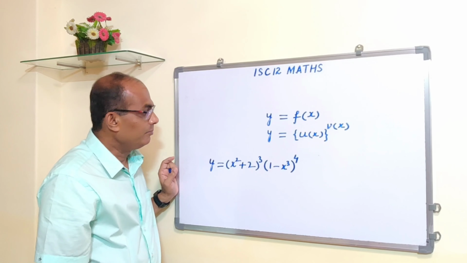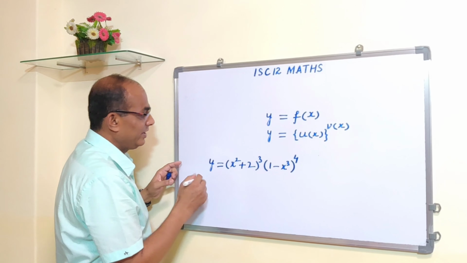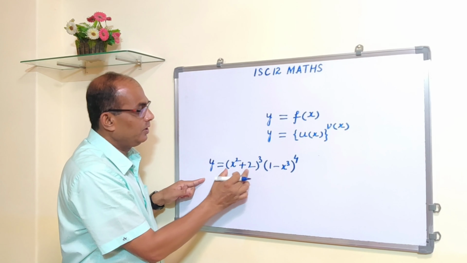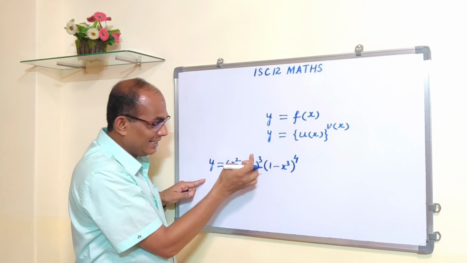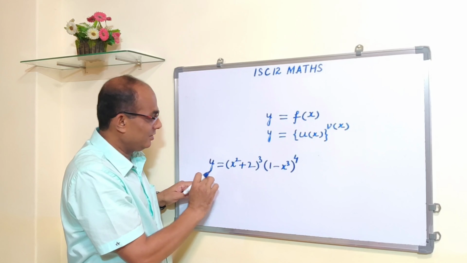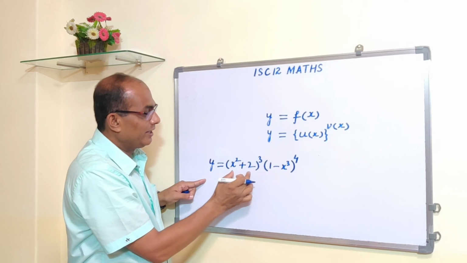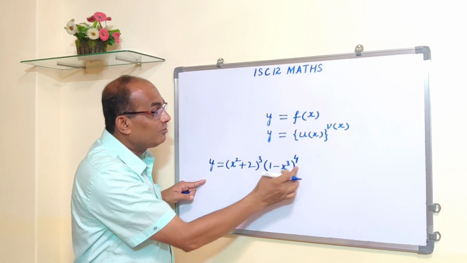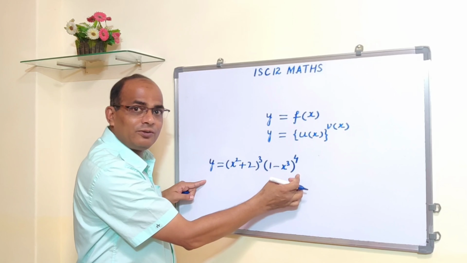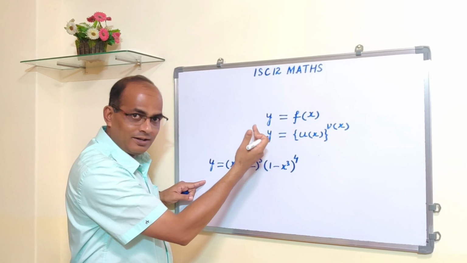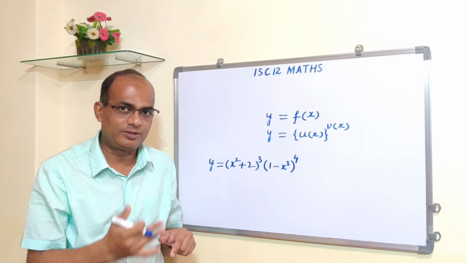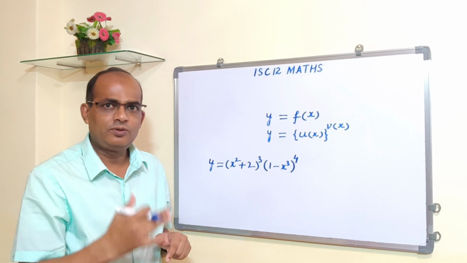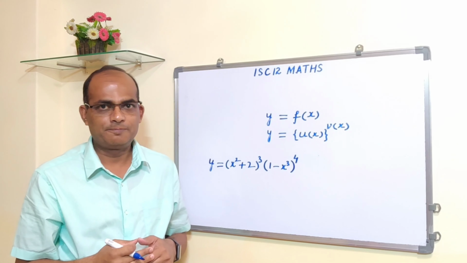Because in that case, if you take log on both the sides, then you write log y is equal to log m into n formula, log m plus log n, and then this 3 will come out. So you get log y is equal to 3 log (x square plus 2) plus 4 log (1 minus x cube). And then one more step, you differentiate, because you know that d/dx of log x is 1 upon x. And of course, chain rule you have to apply, and then you get the answer.